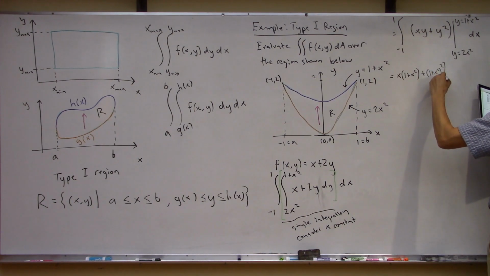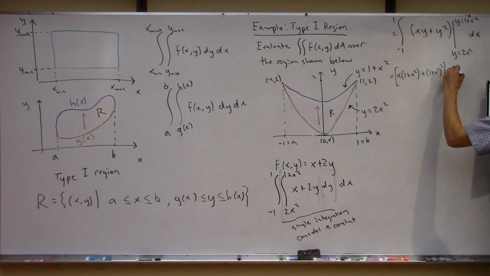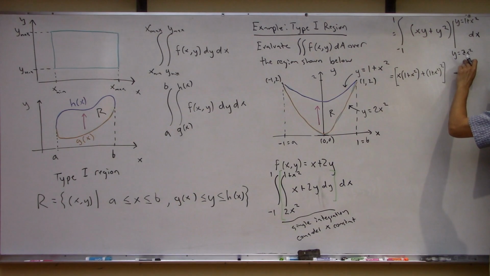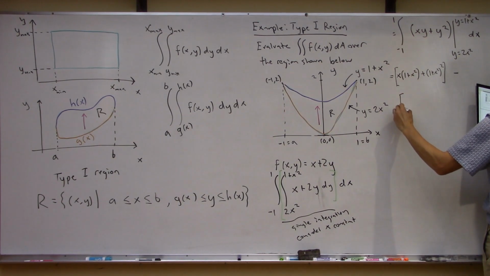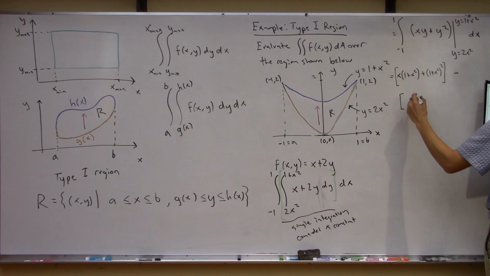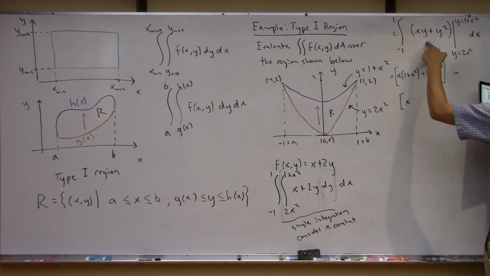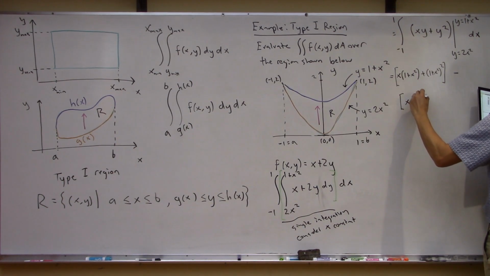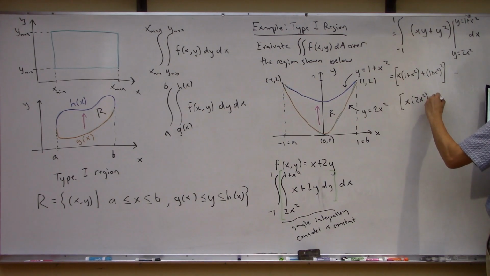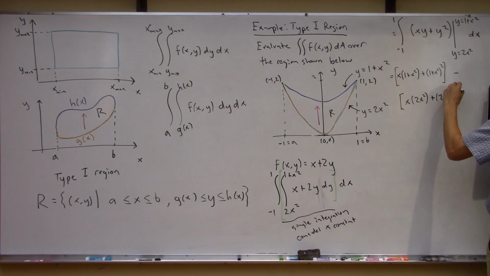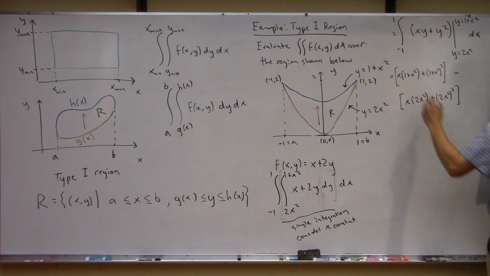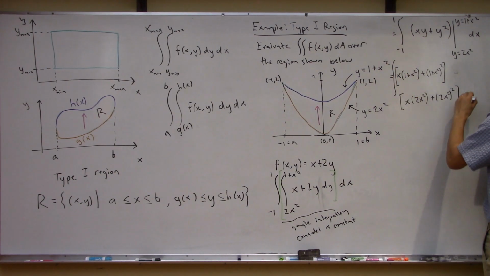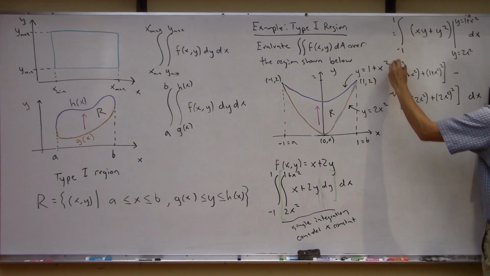So let me put this in brackets. Now I need to subtract off this thing evaluated at the lower limit of integration. So I take this and I have x times 2x squared, plus 2x squared squared. There we go, that's that thing. And again, we have to evaluate this entire thing dx from -1 to 1.